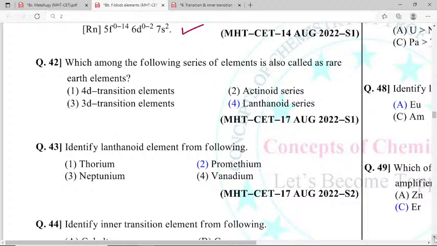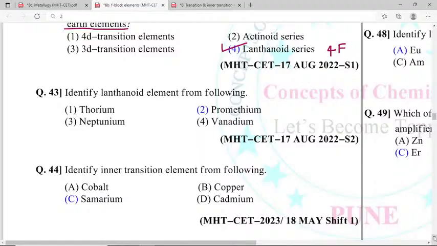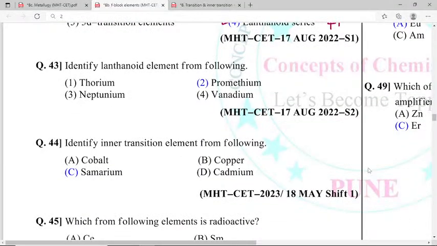Which among the following series of elements is also called rare earth elements? Rare earth elements are the lanthanoid series, the 4f series. Identify the lanthanoid element among the following. Promethium, Pm. Promethium is a lanthanoid and it is radioactive.